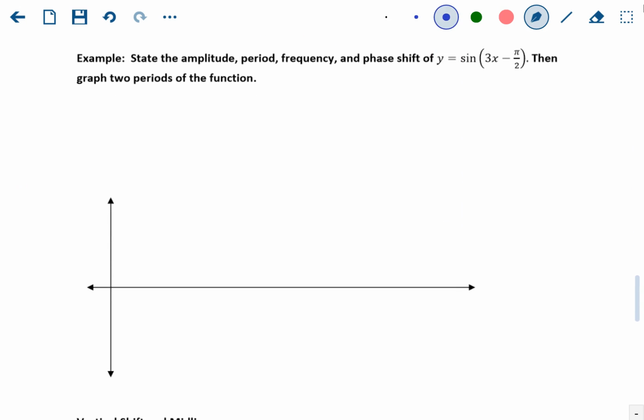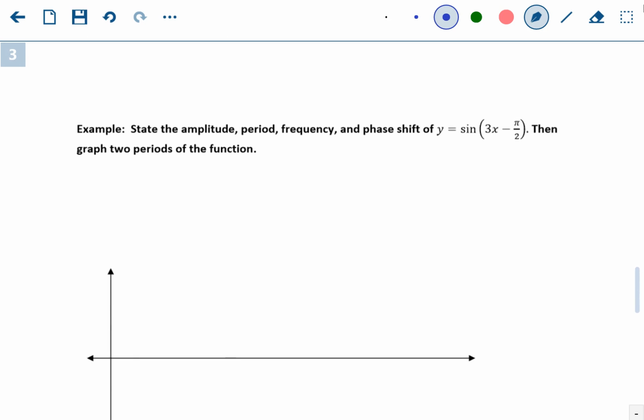All right, so in this example, we have y equals sine of 3x minus pi over 2. I'm going to start by labeling A, B, C, and D. A is 1, the number in front. B is the number in front of x, 3. C is the number added or subtracted to the bx part, which is pi over 2, and there is no d value.